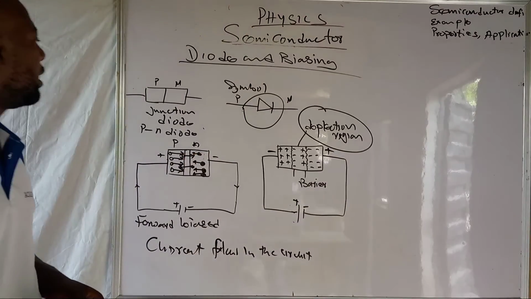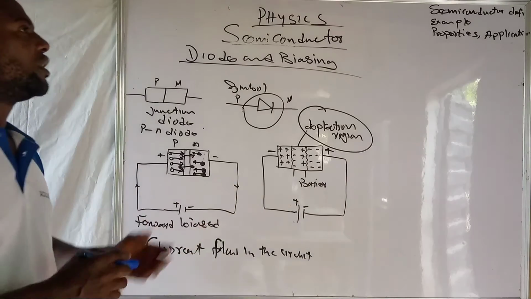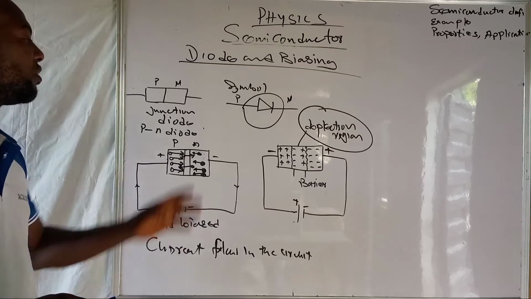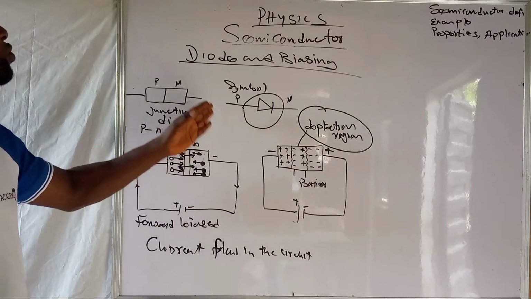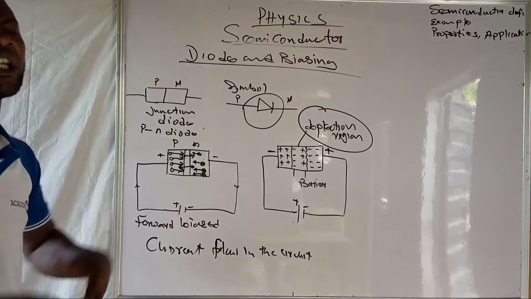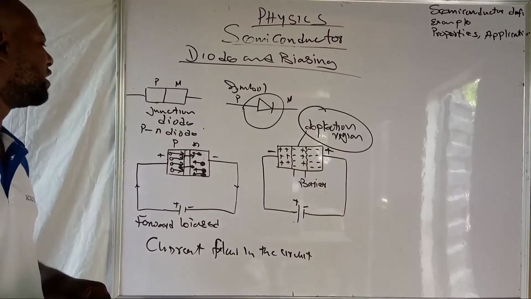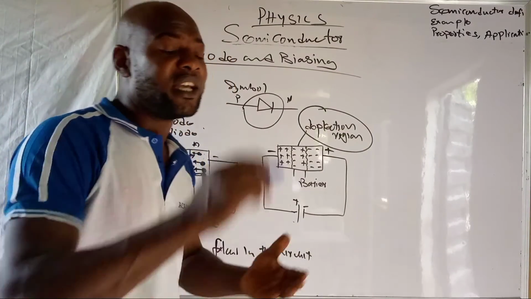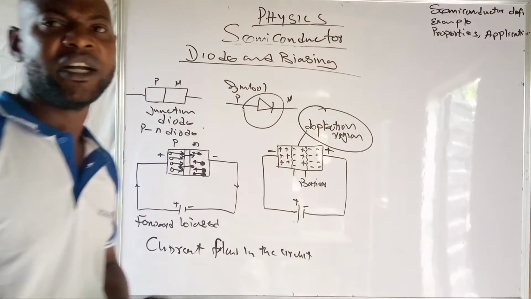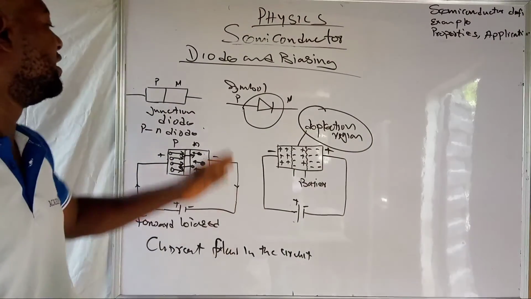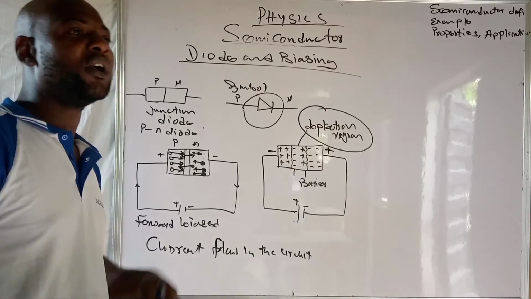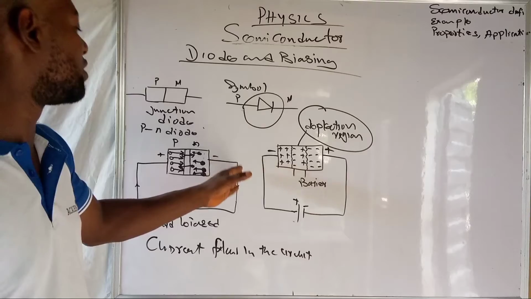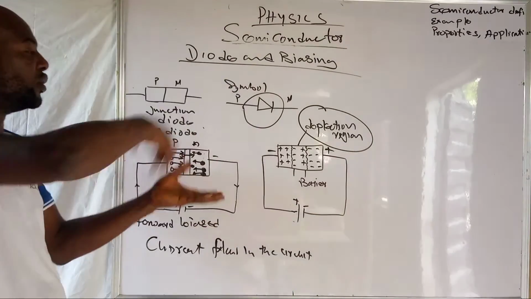Then, a PN junction diode is very useful to us, especially in electronics. What are we going to use a PN diode for, or what are the uses or applications of a PN diode? A PN diode is used as a rectifier. It can be used as a rectifier in the conversion of AC to DC.